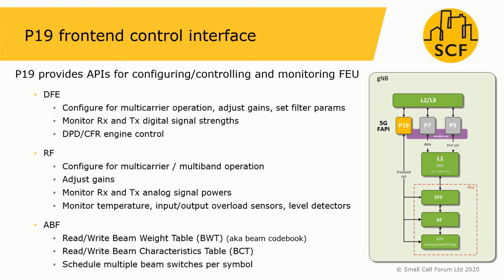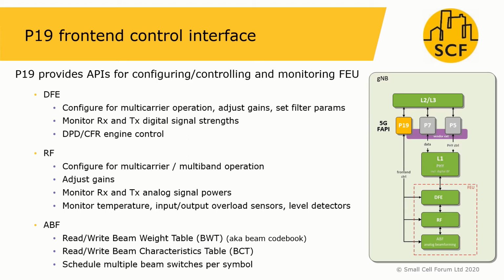How does P19 achieve these high-level goals? It does this by defining APIs in three buckets, namely the DFE, the RF, and the analog beamforming blocks. APIs for the DFE and the RF blocks may include functions for configuring the multi-carriers, adjusting gains, the filter parameters, or monitoring the overload sensors, temperature sensors, or measuring the receive or the transmit powers. It's worth mentioning here that it's up to the vendor to declare which of the capabilities that it supports, along with the amount of control it is willing to yield to the stack.